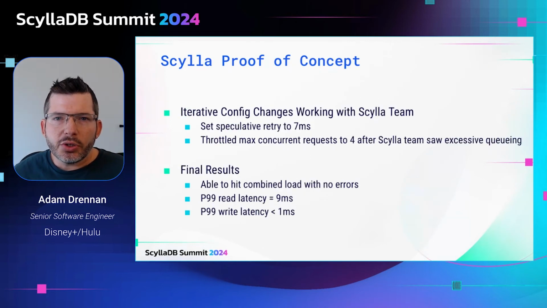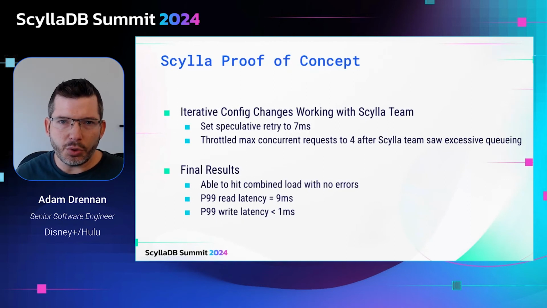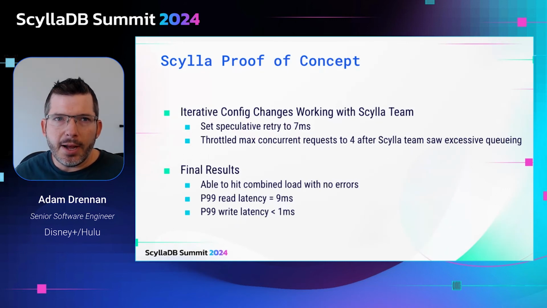So during our load test, we initially had some higher read spikes at peak load, but we were able to work with the Scylla team and they suggested a few tweaks so that we could improve. One was to set the speculative retry to 7 milliseconds. This helped our reads so that if a node didn't respond within 7 milliseconds, it would automatically retry to other nodes and lower that P99.